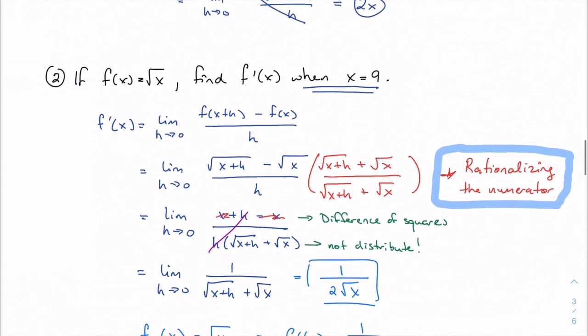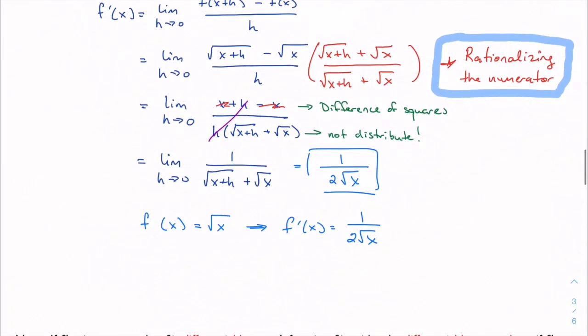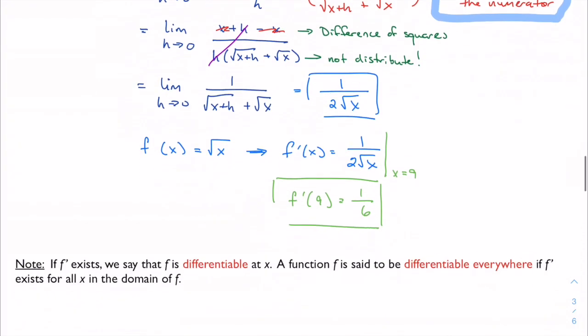But we had one more step, right? We wanted to know what happened to f prime when x was 9. So I'm going to go ahead and just evaluate. Remember, this is what my bar means here. Evaluate for when x equals 9. So to do that, I'm just going to plug in 9. Square root of 9 is 3. 2 times 3 is 6. So f prime of 9 is 1/6.